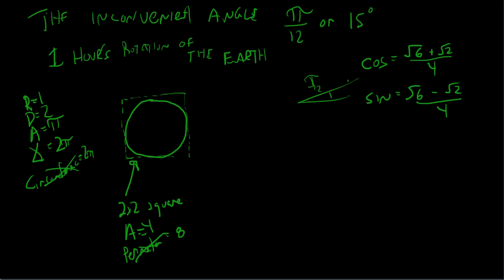But what the heck is this? What is the square root of 6? What is the square root of 2? Divided by 4, I guess you can see it. So this is the same as the square root of 6 divided by 4 and the square root of 2 divided by 4.